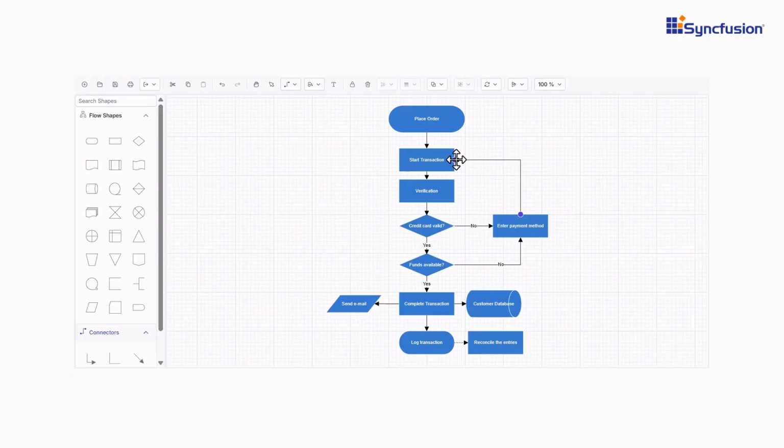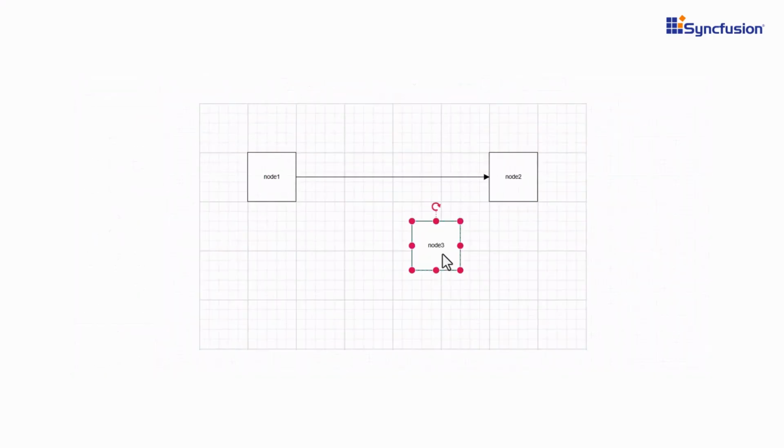Edit connectors by dragging their start and end points or adjusting their segment handles for perfect control. You can even split connectors automatically by dropping a new node on top of them, making branching easy.